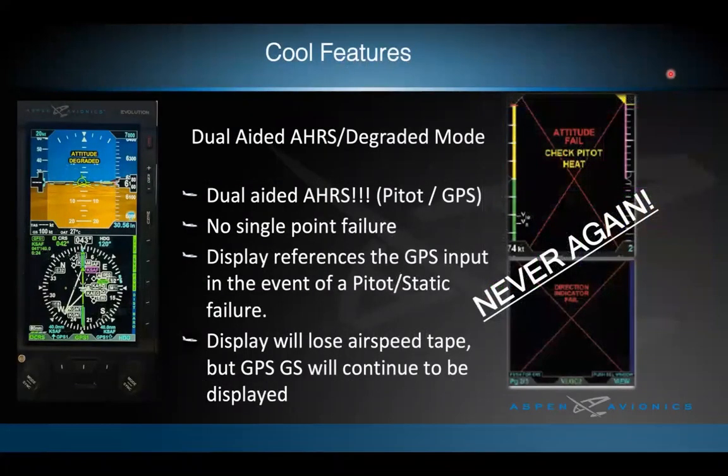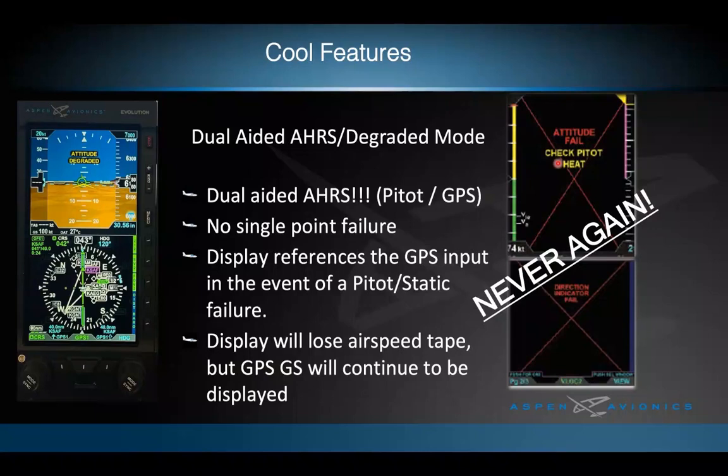Next cool feature I want to talk about, this is dual 888 AHRS in degraded mode. This was part of the new hardware we got for the Max, so this is only available on the Max systems. If you're a legacy customer, you should be very familiar. Legacy Aspen displays always had to have a backup attitude indicator because of the fact that the pitot static system, pitot in particular, was a single point of failure.